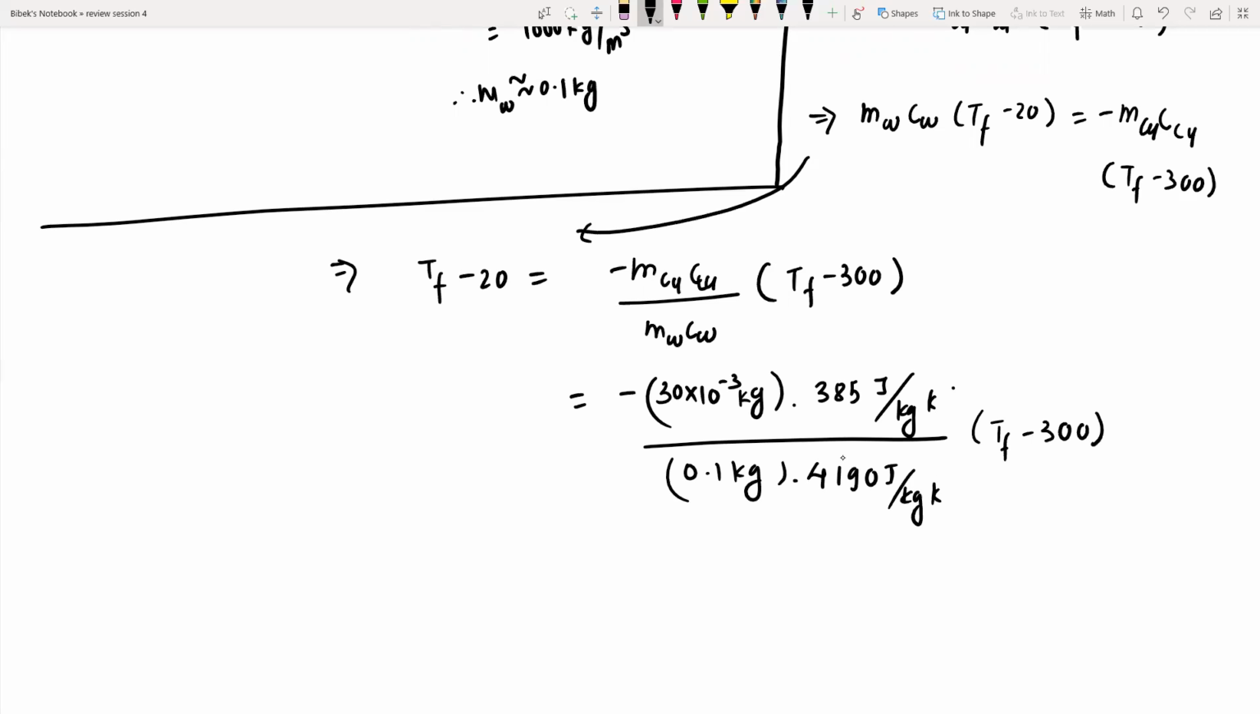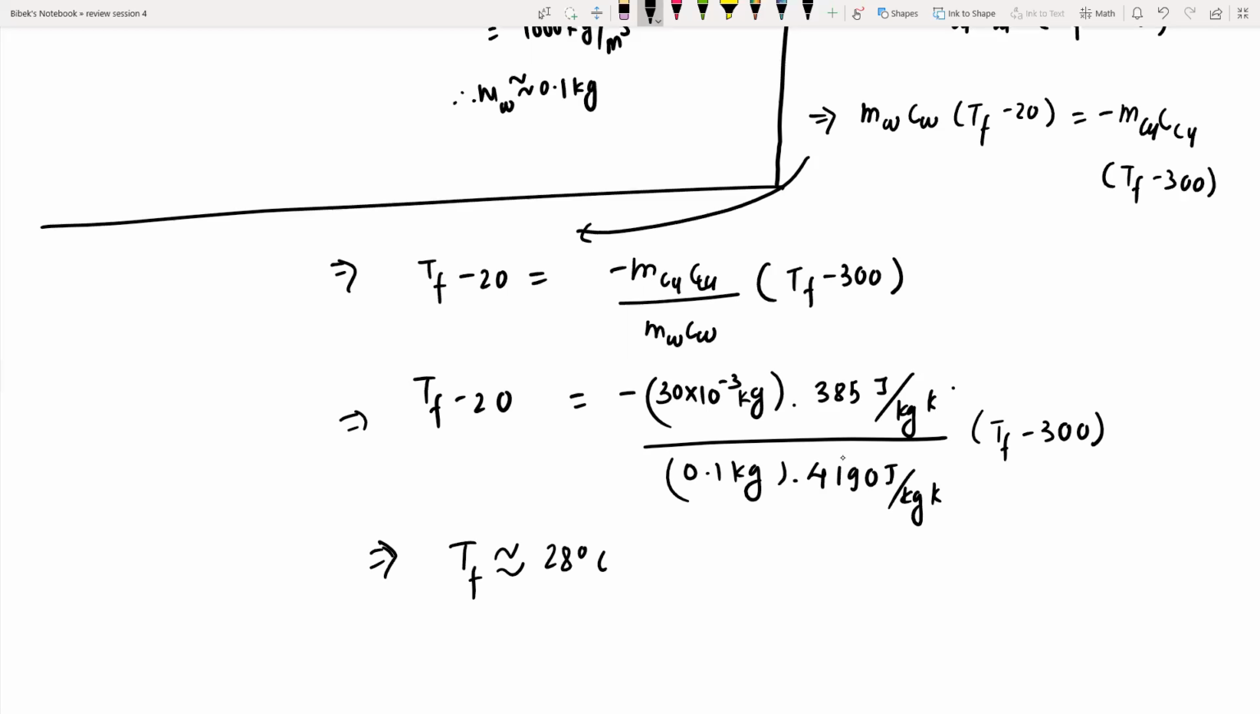And TF minus 300. So this one is constant. You have TF from here as well. So if you do the algebra from here, I won't be doing it in detail, but I think you'll get T minus 28 degrees centigrade.